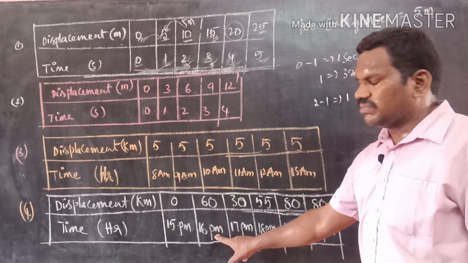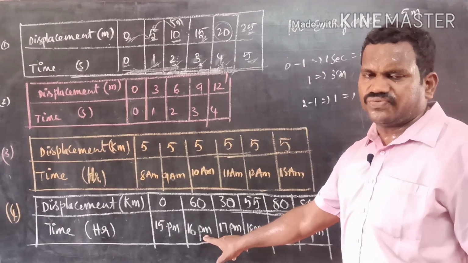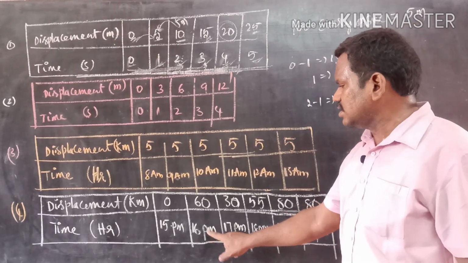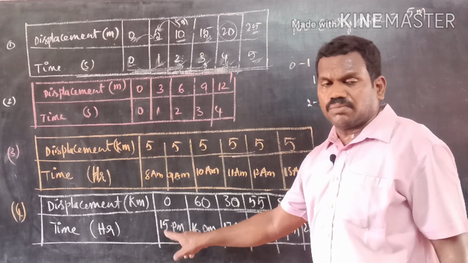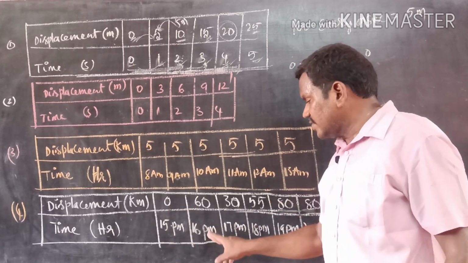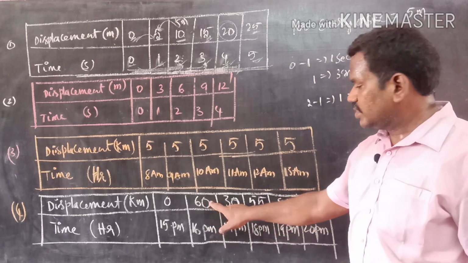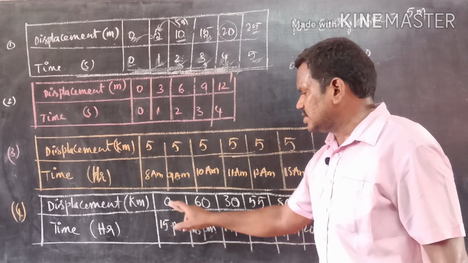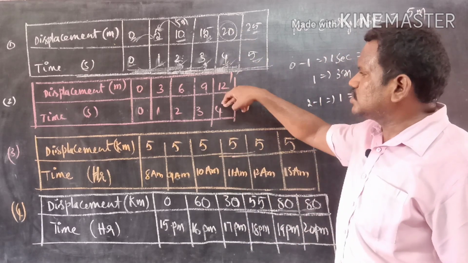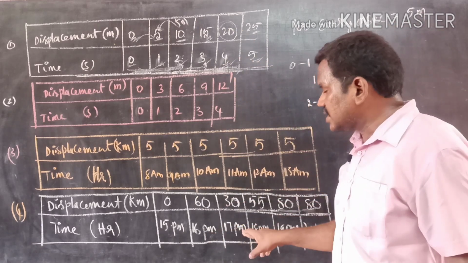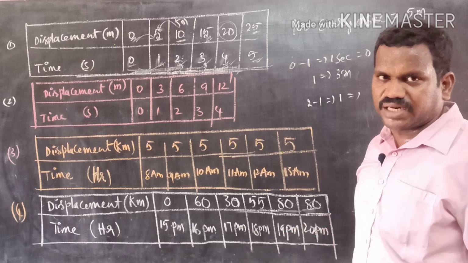Then 16 hours means how much? 4 o'clock in the afternoon, which is evening 4 o'clock. At 3 o'clock the body has not started at all. After 1 hour, it has traveled a distance of 60 kilometers. Means in 1 hour, 60 kilometers. As per these two examples, in the next hour also it should travel 60 kilometers.